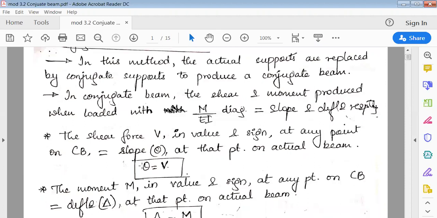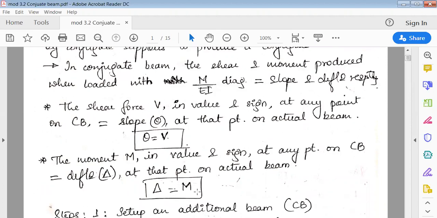In this method, if you want to find the slope, that is theta, of a given beam, that slope is found using the shear force. So if you know the shear force of the beam, you'll get theta, and if you know the bending moment of the beam, you'll know the deflection. The two important things to find here: to find theta you use shear force, and to find deflection you'll use bending moment.